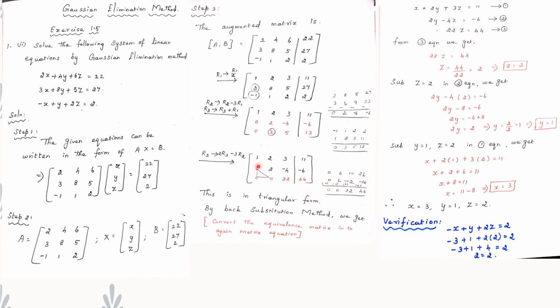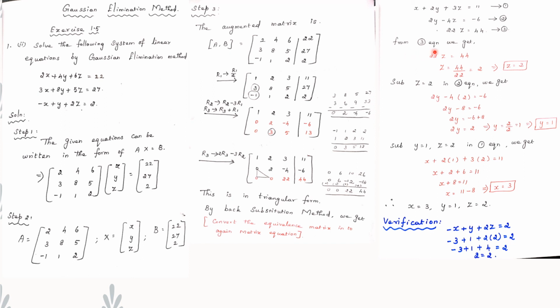That is, here 1 means this is the coefficient matrix. Here x plus 2y plus 3z equal to 11. Then for this 0, there is no x variable. So 2y minus 4z equal to minus 6. Then for the third equation, there is no x variable and y variable. Then 22z equal to 44. Like that you have to write. You have to mark that as first equation, second equation and third equation.